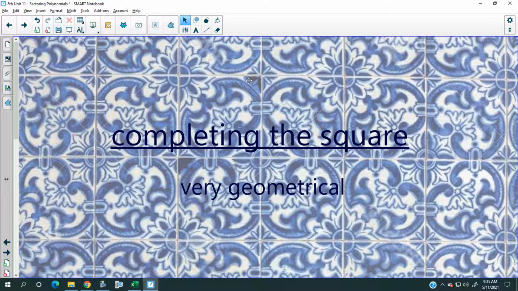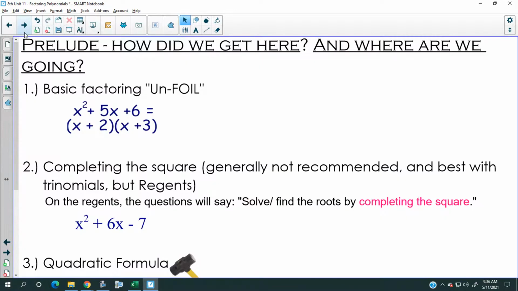So here's what we're gonna do today. Today we're gonna talk about completing the square. It's another method to factor polynomials. I just want to get that through first. Now, before we do that, let's just see how we got here, and where we're going next, just so that it gives you some perspective.